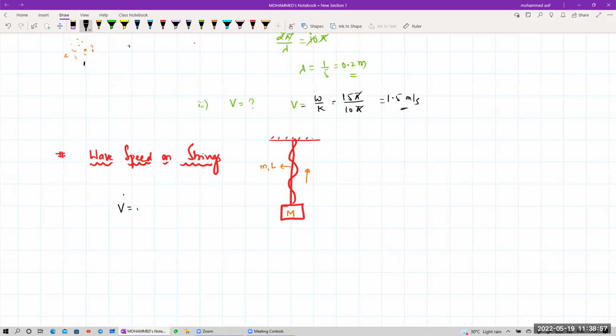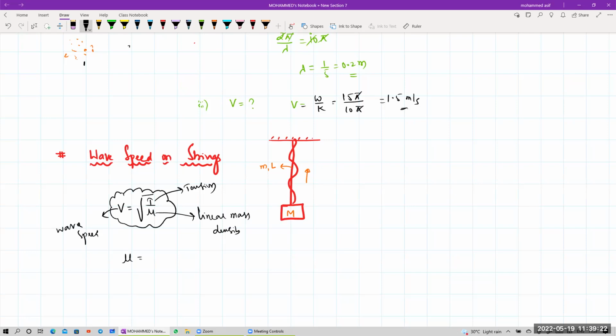What is the formula, beta? V is equal to under root of T by mu. What is mu, I told you? Linear mass density. And what is the T? Tension in the string. And what is V? V is your wave speed. Mu is equal to mass per unit length.